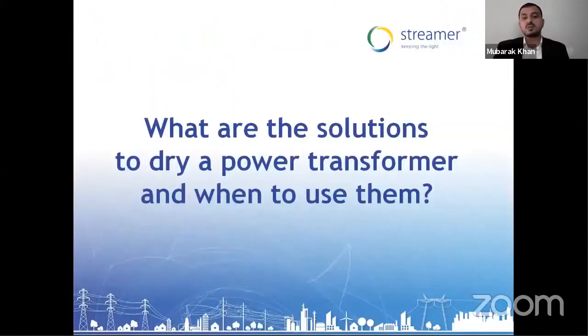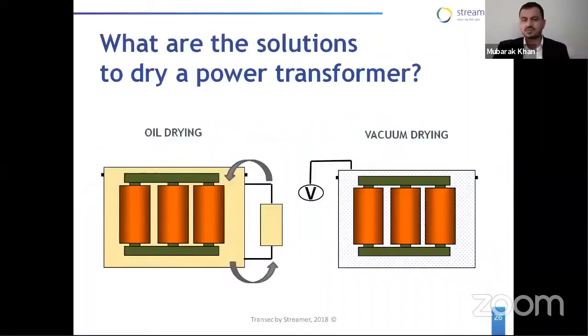What are the solutions to dry a power transformer and when to use them? We will see this, and monitoring also, of course. We'll see monitoring afterwards. First, we'll see how we can remove the moisture from the oil. There are two main methods which are very popular in the industry: offline oil drying through an oil filtration machine, and vacuum drying, right?